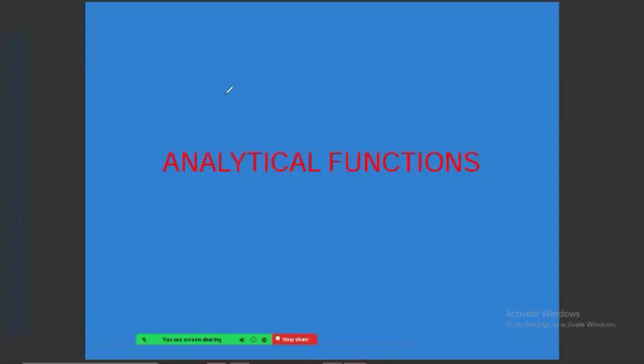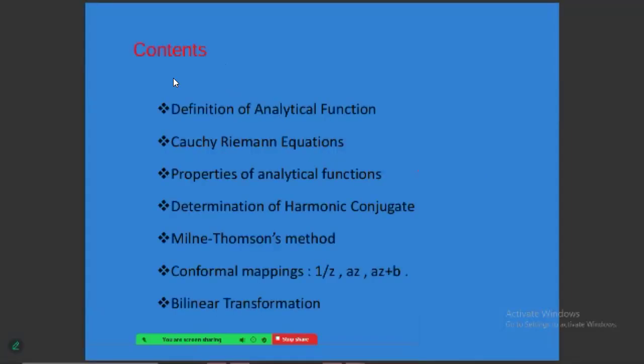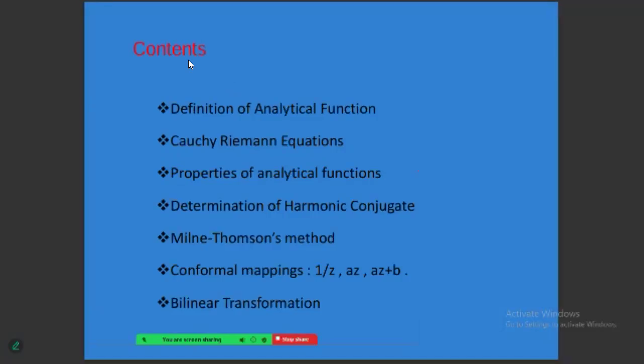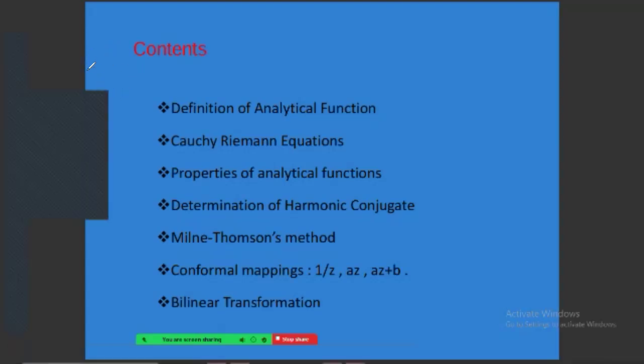Hi everyone. Today we are going to discuss analytic functions in complex analysis. Contents: the definition of analytic function. That means we are going to discuss the definition of analytic functions. Next topic, the Cauchy-Riemann equation and properties of analytic functions.